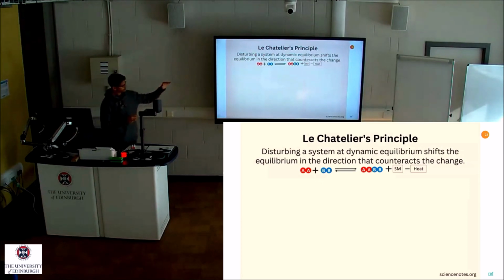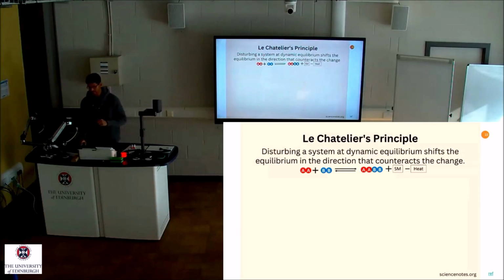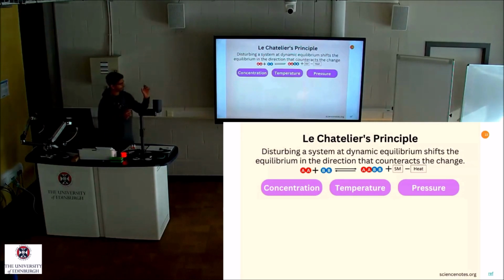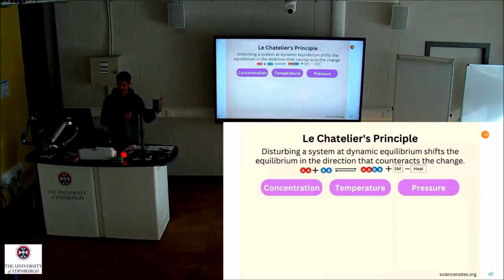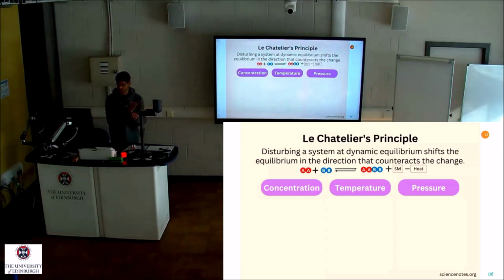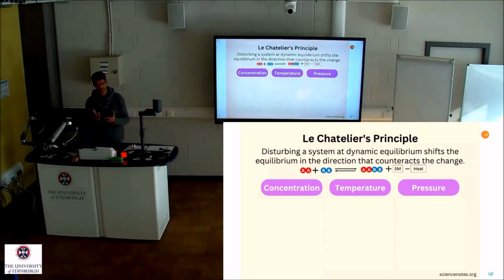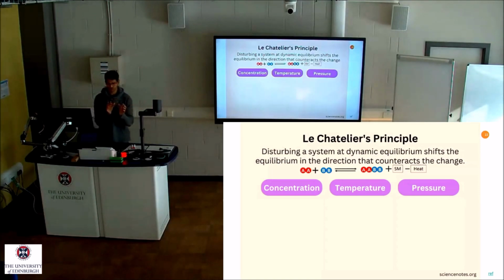Now, in this reaction, there are three main conditions that you are using. First of all is the concentration of the reactant, the temperature of the reaction, and the pressure of the reaction, right? Let's say you start this reaction with a particular known concentration. The temperature, let's say room temperature, 25 degrees centigrade, and you also apply normal atmospheric pressure. Now, you have these tools, and you can change them to manipulate the equilibrium.